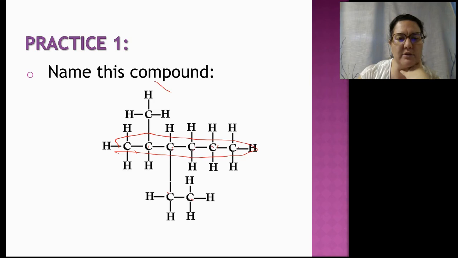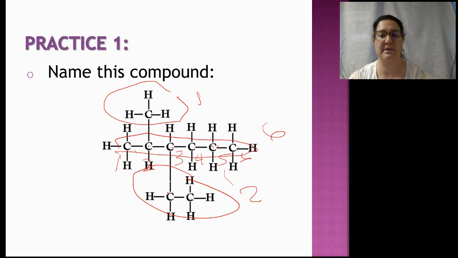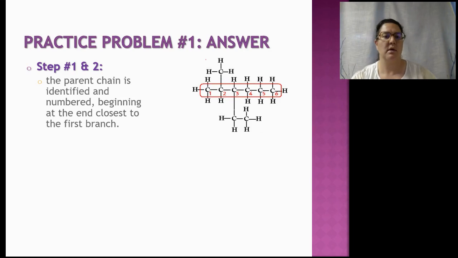Then I can see my parent chain. Then I can see I have a branch here and a branch here, one with 1 carbon and one with 2 carbons. And again, I had that 6 carbon chain there. So I want to number them from the branch numbers. So the branch numbers will be lowest to highest. So I'm going to go with 1, 2, 3, 4, 5, 6. And we're going to use this information to name this compound. So here we go. The parent chain is identified, and we've numbered the carbons so that the branches have the lowest possible numbers.